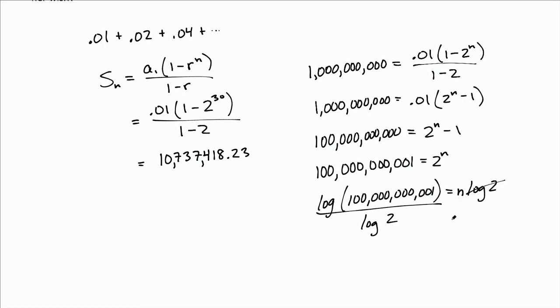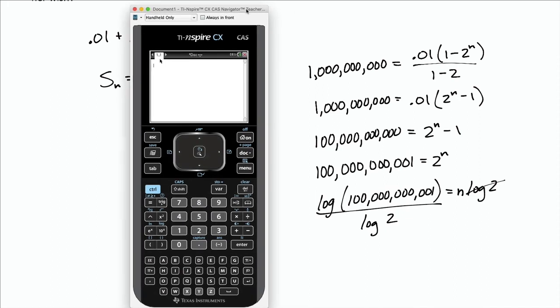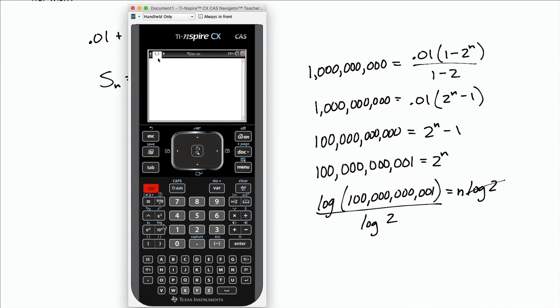So let's plug this into our calculator. I've got log of 100 billion and 1. Let me make sure I'm getting the numbers correct. Great. And then we divide that by log of 2.